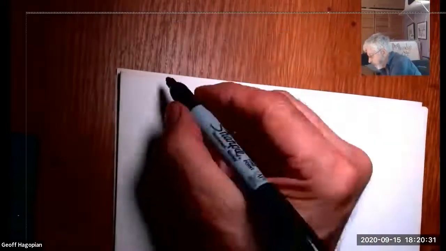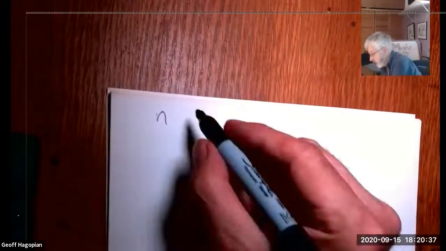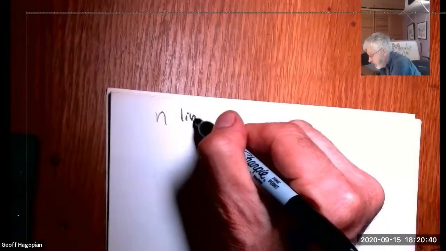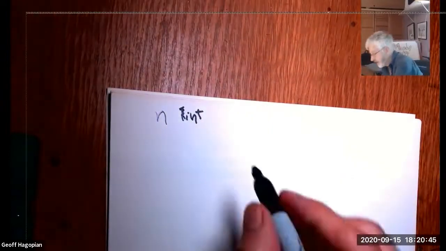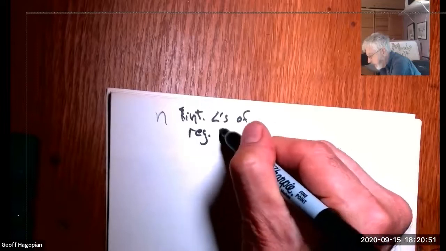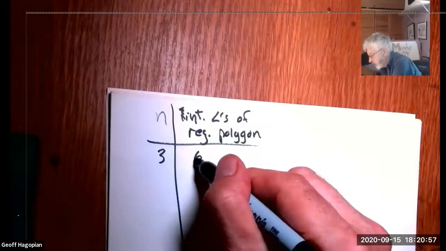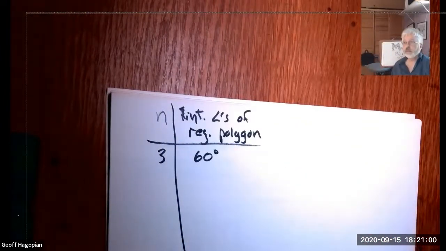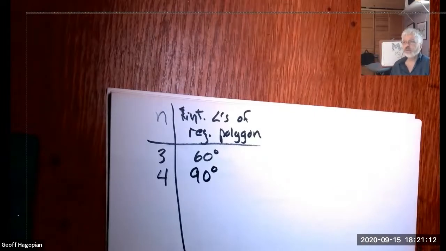So n is going to be the number of sides here, and then the interior angles of a regular polygon, which I'm going to abbreviate. Okay, so for n equals 3, 3 times 60 is 180. For 4, well, that's 90, and 4 times 90 is 360, which is a square.